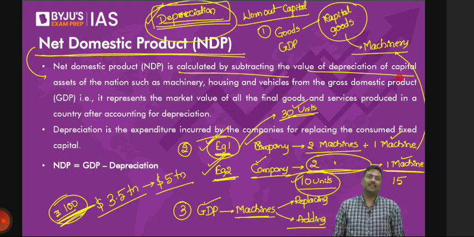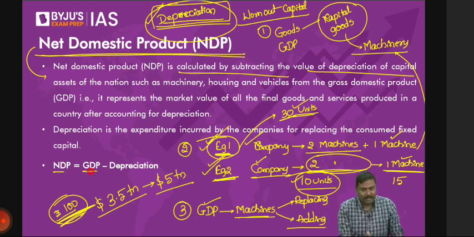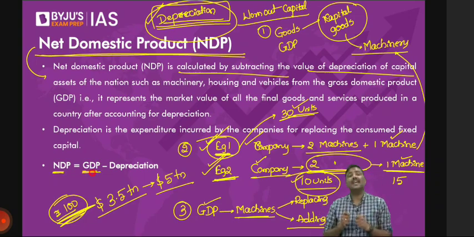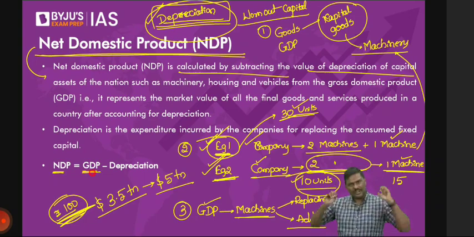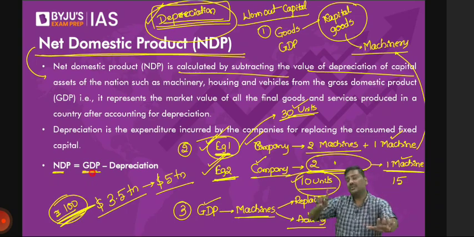Now, is it okay? Can I go to the next point? Understand this carefully. If NDP becomes equal to GDP, that is the best case scenario. I hope you understand this. Best case scenario means what? Whatever capital machinery you have produced in this year, none of it is used for replacement. Everything is addition.